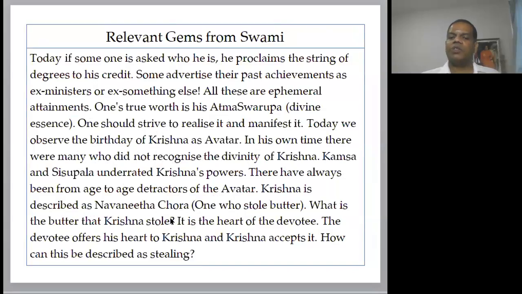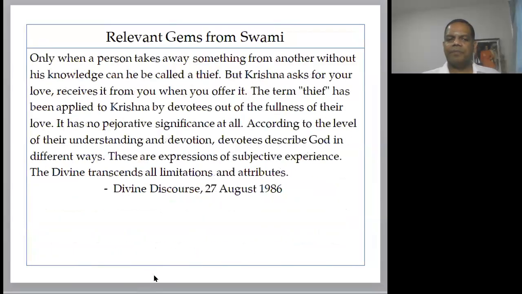Krishna is described as Navanita Chora, one who stole butter. What is the butter that Krishna stole? It is the heart of the devotee. The devotee offers his heart to Krishna and Krishna accepts it. How can this be described as stealing? Only when a person takes away something from another without his knowledge can he be called a thief. But Krishna asks for your love and receives it from you when you offer it. The term thief has been applied to Krishna by devotees out of the fullness of their love. It has no pejorative significance at all.